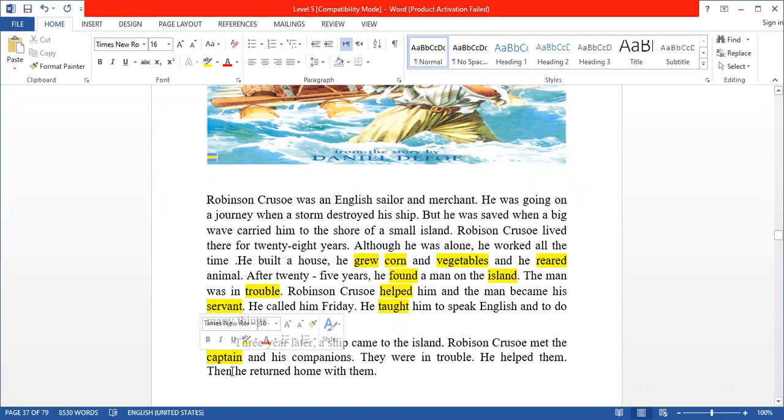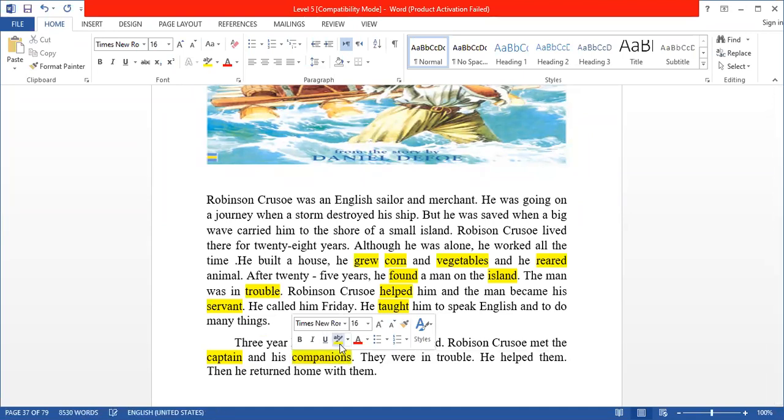And his companions, those who come with him. The people that travel with the captain on the ship, the crew who assist him, or his companions on the ship.